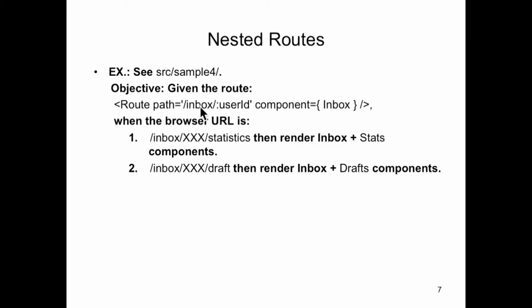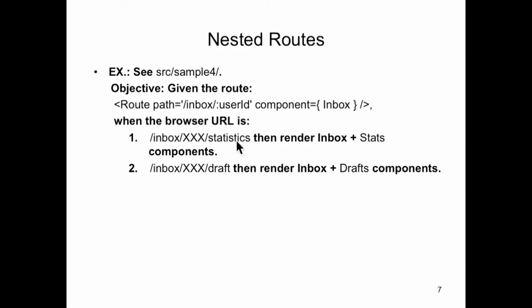So I'm giving you a scenario here, still staying with the same kind of context. Supposing we have this route as one of our main routes, but when the browser URL contains some sort of extension onto that route, in this case I have two possible extensions. There might be a /statistics at the end of the URL, and when the URL is /inbox/userID/statistics, then I want both the inbox component to be mounted and another component of my own which I've called the stats component.